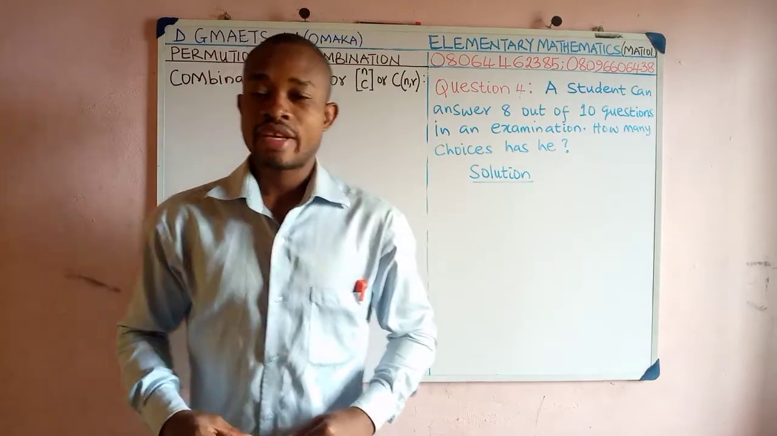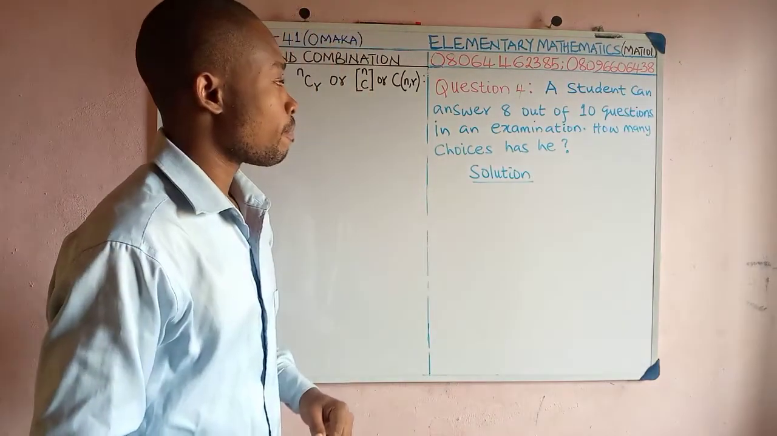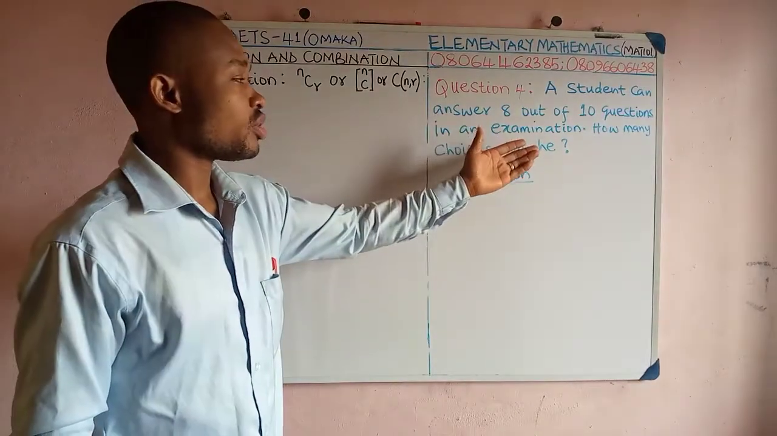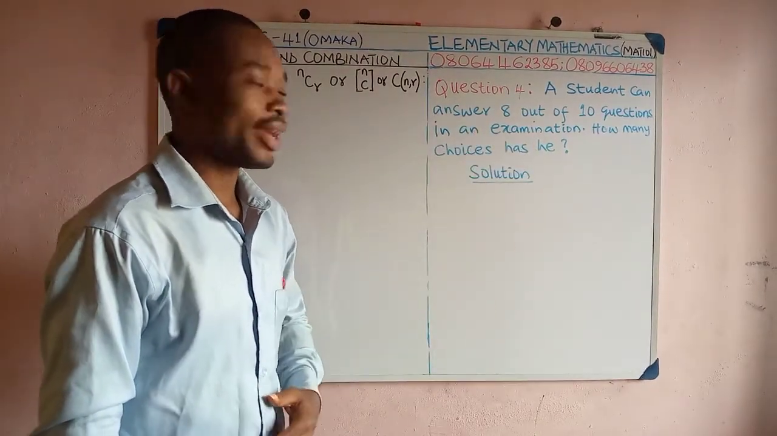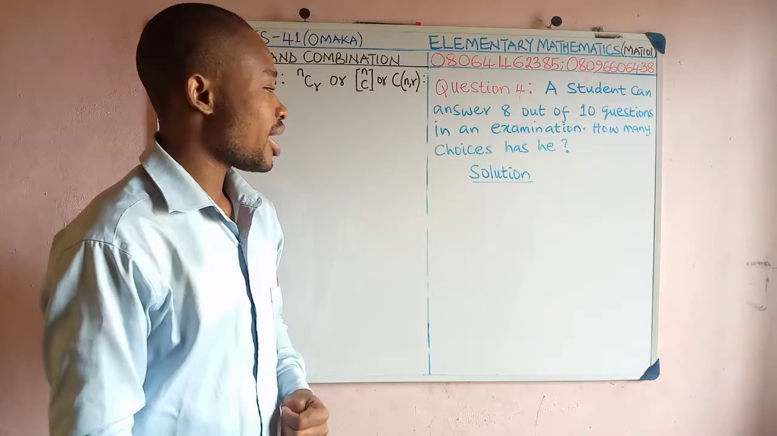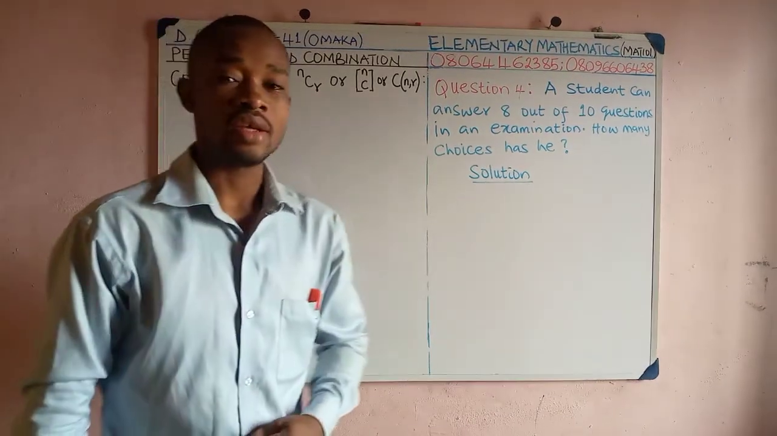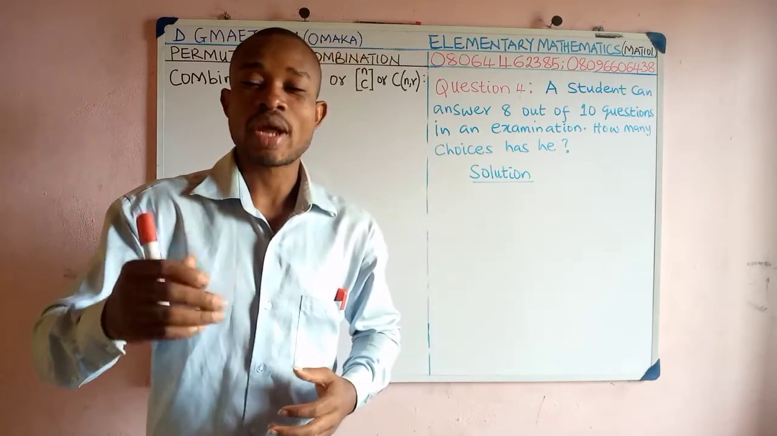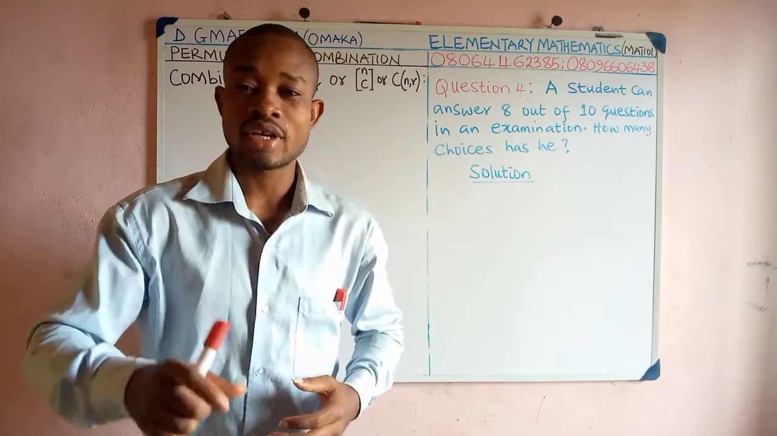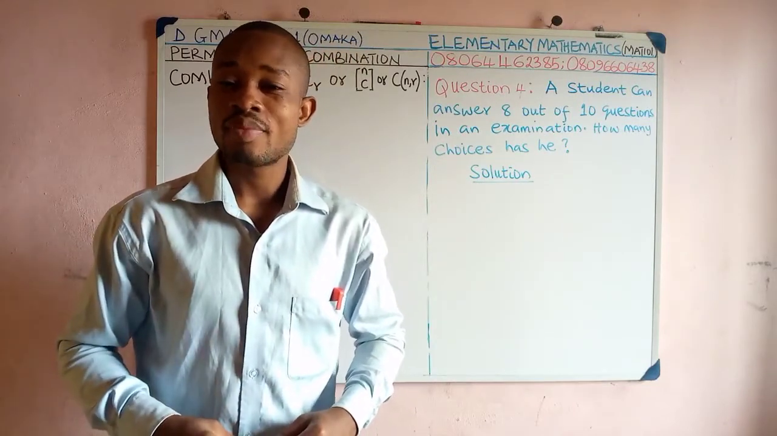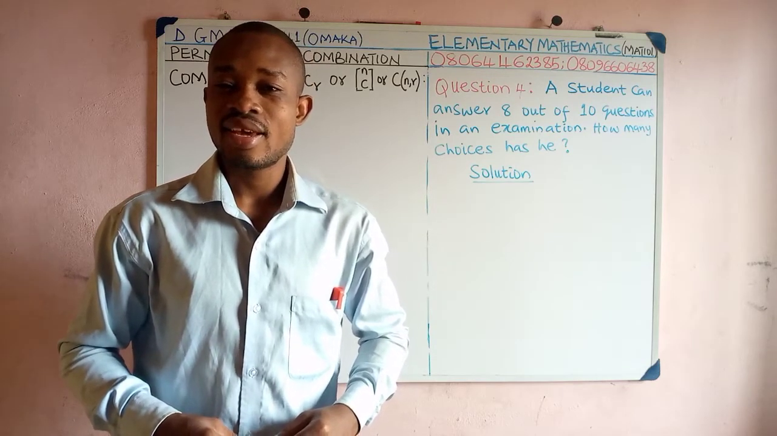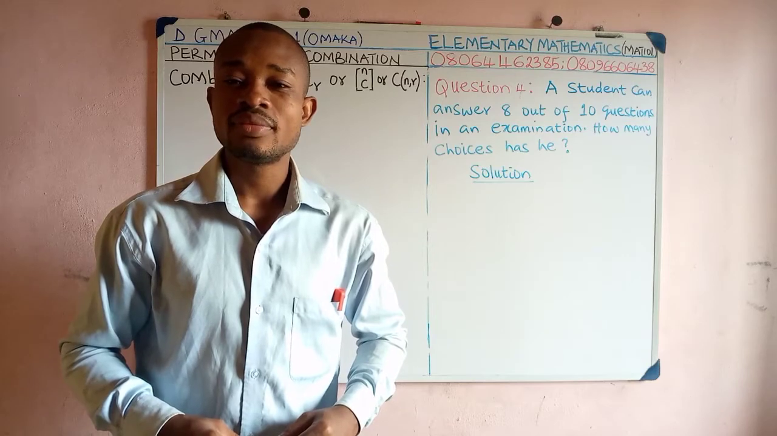Now let us look at the next question on the board. It's about a student. A student can answer 8 questions out of 10 in an examination. How many choices has he? So you've got 10 questions and the student is required to select 8 of them to answer in an examination. How many possible ways can the student select his questions, alright?